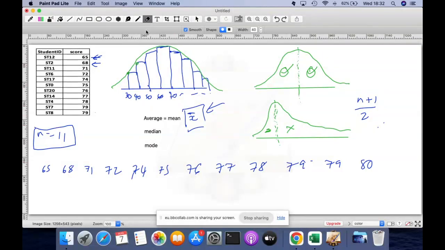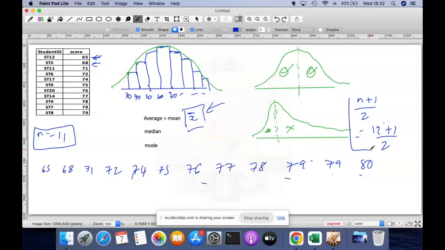75 is still there. And now we're going to work out the position, right? Because now we have 12 students. Our n is now 12. If you count the numbers here, you'll see there are 12 students. So in our case, it's going to be 12 plus 1 all over 2. And if you work this out, you're going to get 6.5. So that's the position.